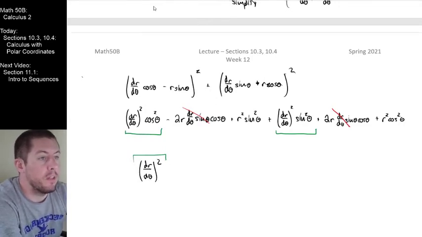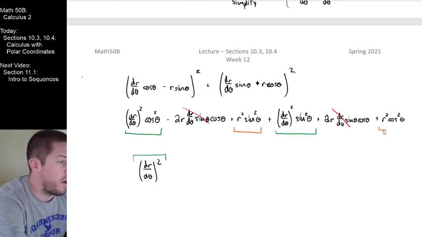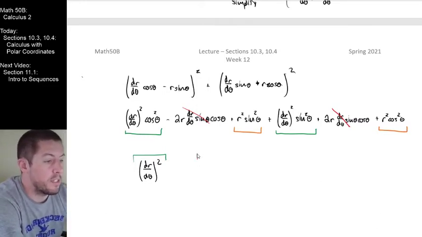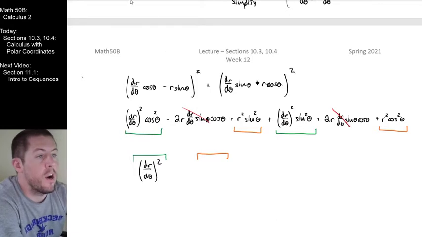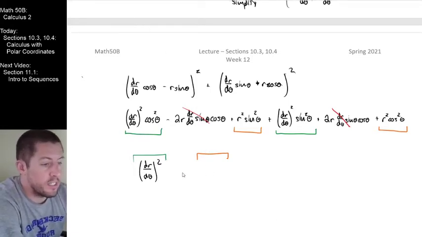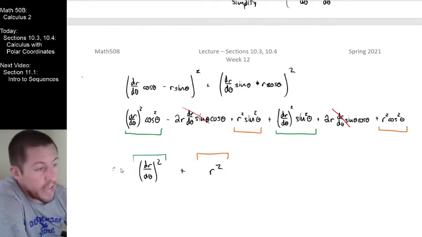Now, what's my last term going to look like over here? Well, the last components that I have are the r squared sine squared and the r squared cosine squared. And so once again, how much r squared do we have? Well, I have sine squared plus cosine squared of it, which means I have 1 of it. So that's literally just a plus r squared.